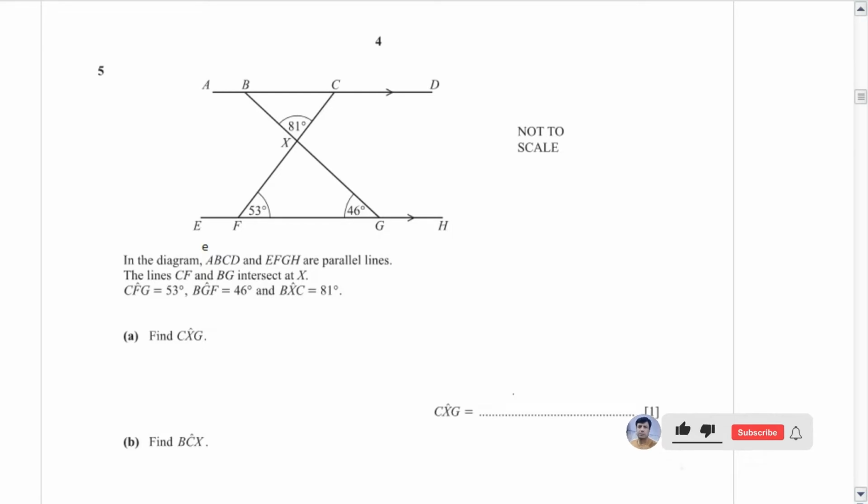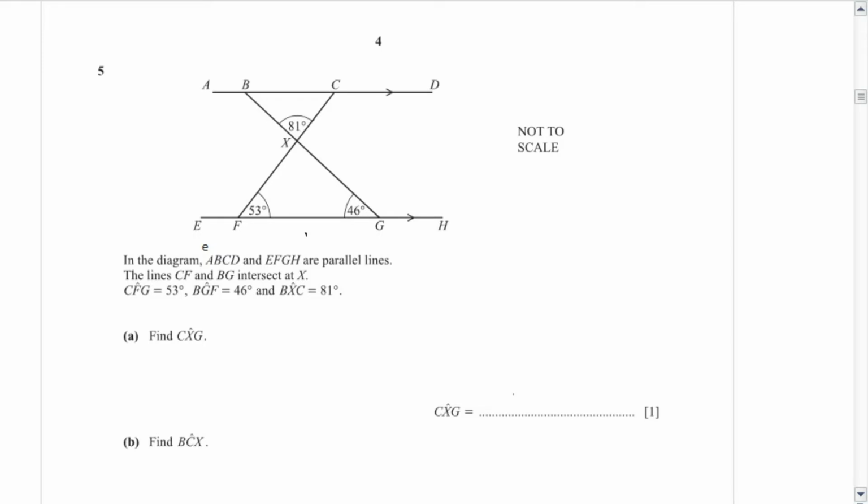Question number 5 has been given here. In the diagram, ABCD and EFGH are parallel lines. The lines CF and BG intersect at X. Angle CFG is 53 degrees, angle BGF is 46 degrees, and angle CBX is equal to 81 degrees.